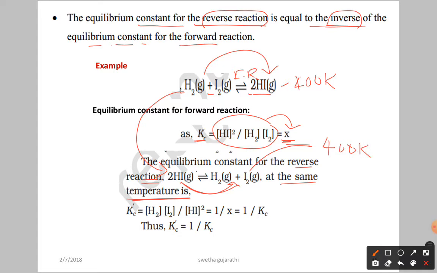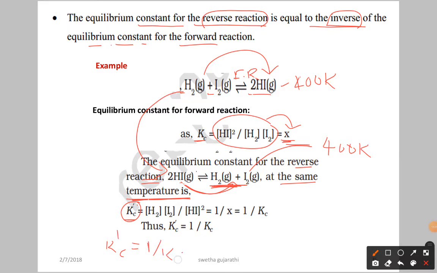Now, if you write the expression for this, what do we have? For this I am assuming Kc prime as the equilibrium constant. These are my products: the molar concentration of H2 and I2 divided by the molar concentration of the reactant, HI, raised to the power 2. Now you can see that Kc prime will be equal to 1 by Kc.